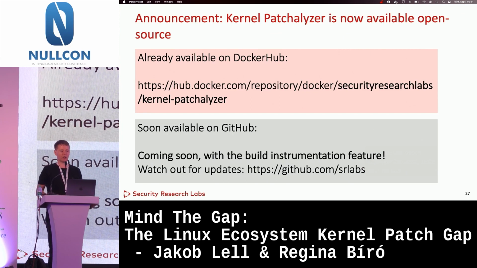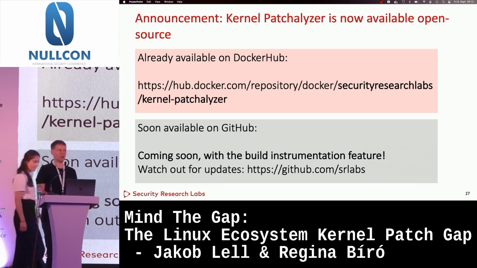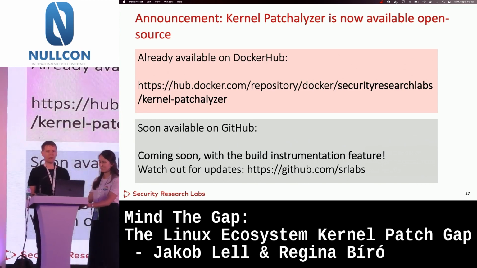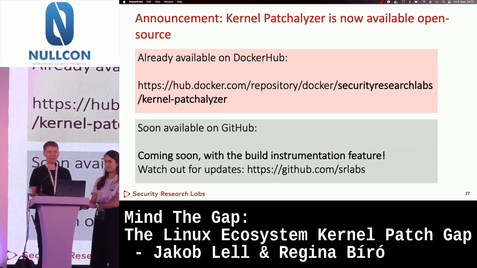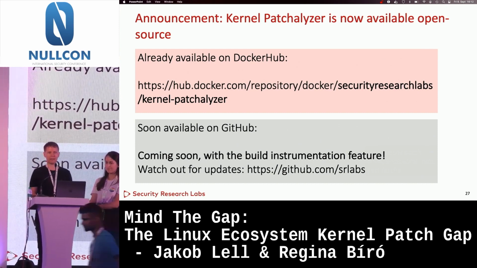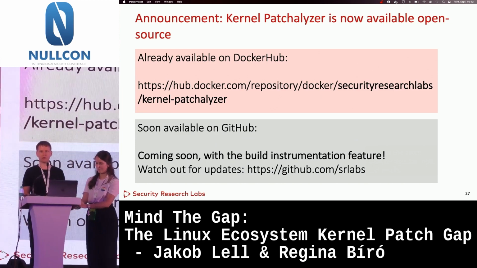And we have an announcement. We have released it publicly today. It is available on Docker Hub. You can find the URL here. And we will also push it out on GitHub very soon with the build instrumentation feature I have just talked about. So you can now start using our tool via Docker and analyzing your own kernel, whether you are a device vendor or a security tester for embedded devices. It is now very easy to just run it and test a kernel source code tree for missed patches and improve the patching status.